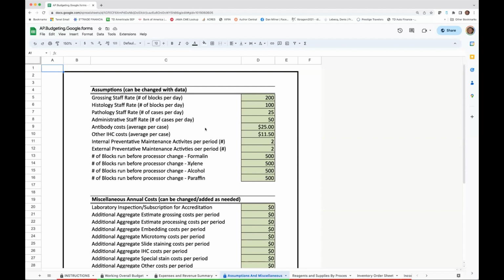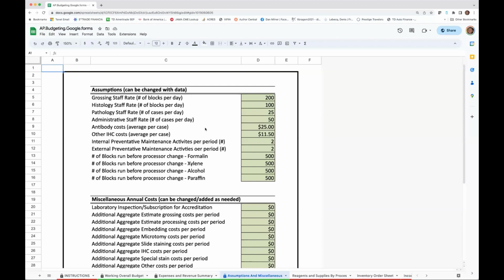So the antibody cost average per case, what does that mean? How many immunohistochemistry stains do you do on a given case? You could do 2, you could do 4, you could do 8, right? How much do you pay per antibody? Well, you don't buy individual antibodies. You buy a vial of antibodies, and then that vial is divided over a large number of patients. So when you take what you pay for antibodies, how many tests you get out of that, and you divide it by the total number of tests, and then the average number of immunohistochemistries for a patient, you can come up with an antibody cost per case of about $25.